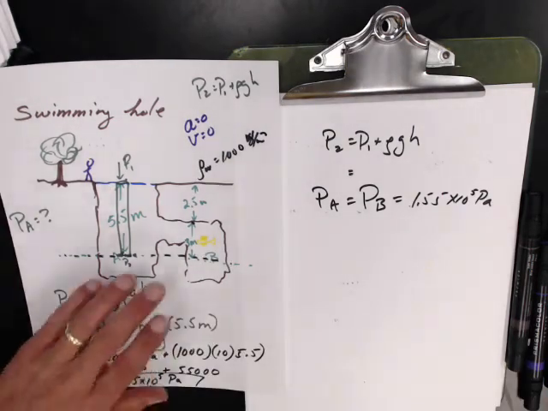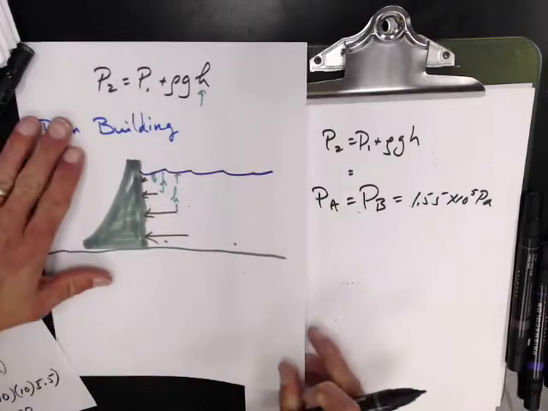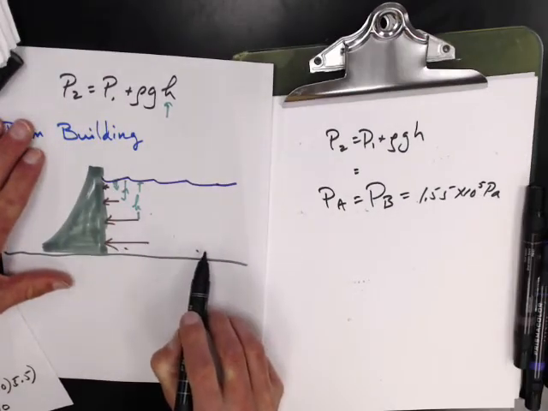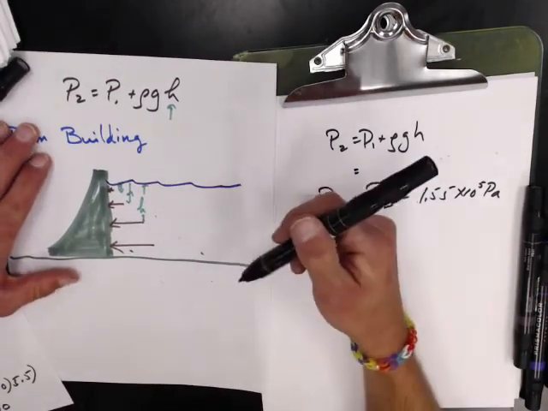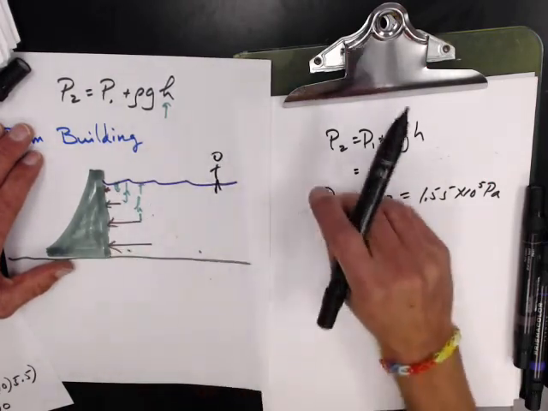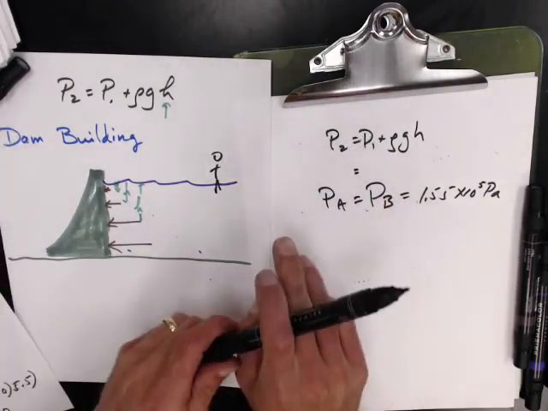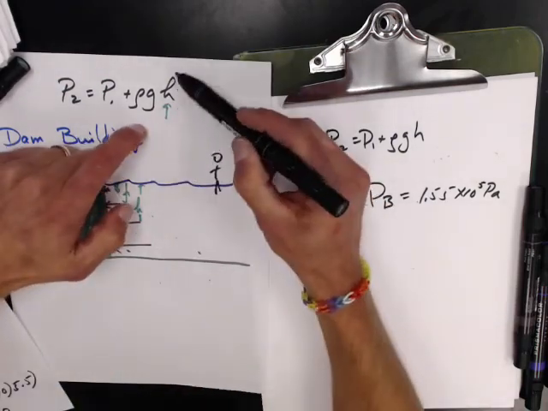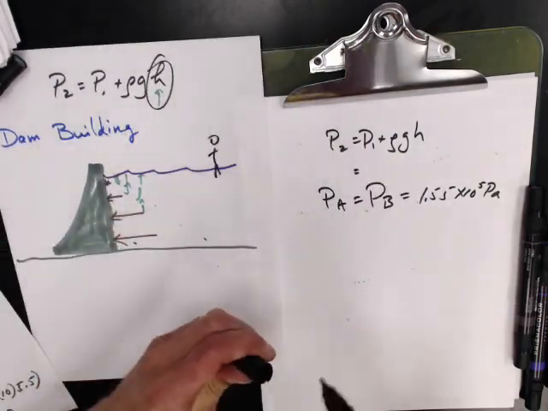When we go back to our dam, that's why moving this way doesn't change anything. That's why when you stand at the edge of the ocean, even though all this water's out here, you don't get crushed, because it's only the depth of the water that affects you.